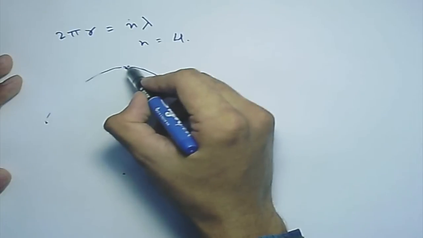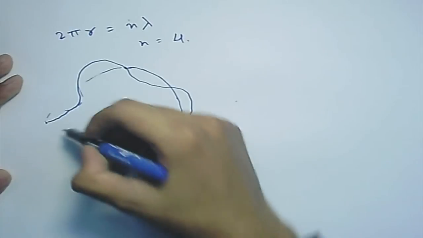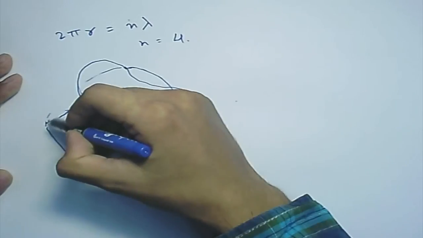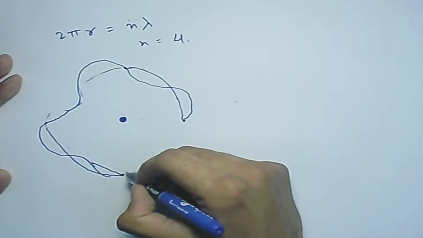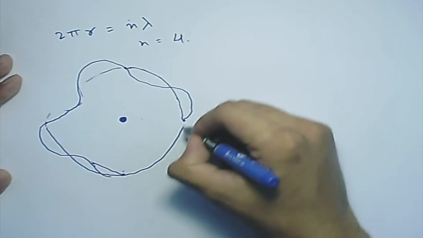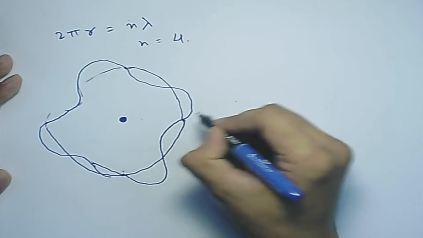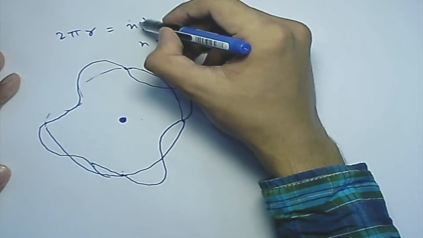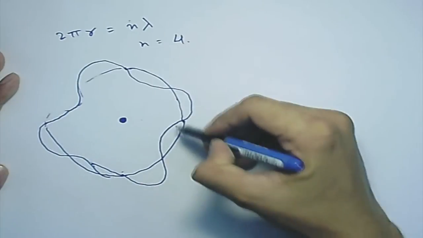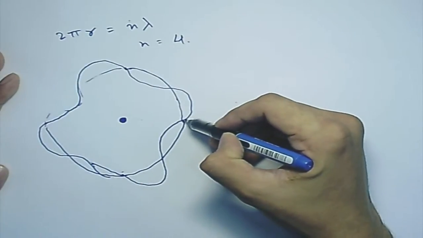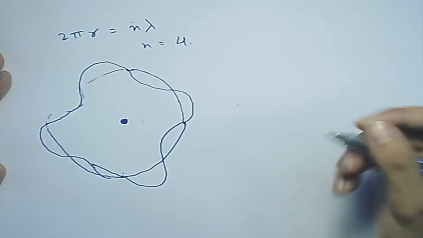The remaining covers another wavelength amount of distance. The next one covers another wavelength amount of distance. And the fourth one again covers the same amount. Had this multiple been n by 2 or something, there would have been a destructive interference after coming back over here. So in that case, the electron would not have been possible. It would not have been stable at all.